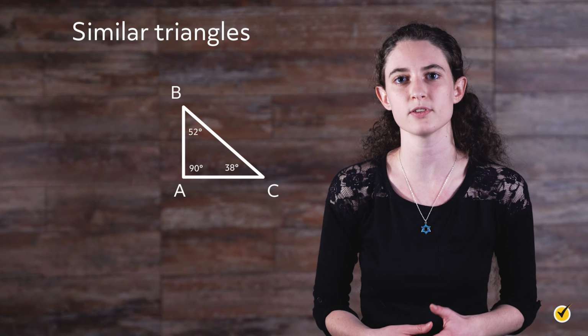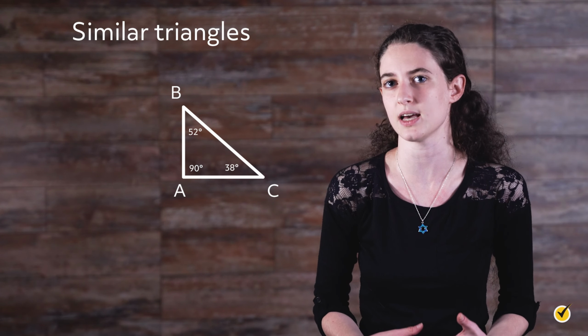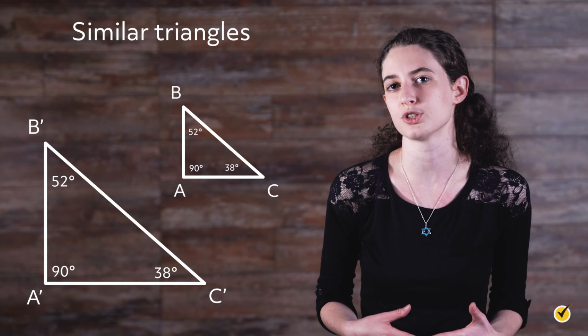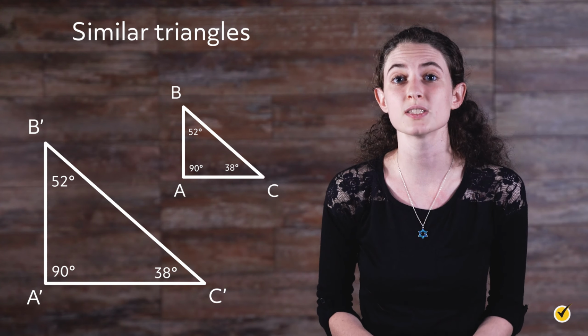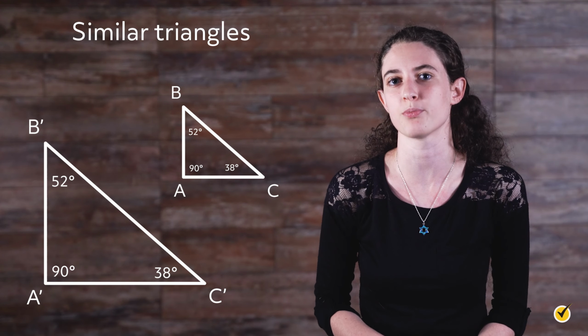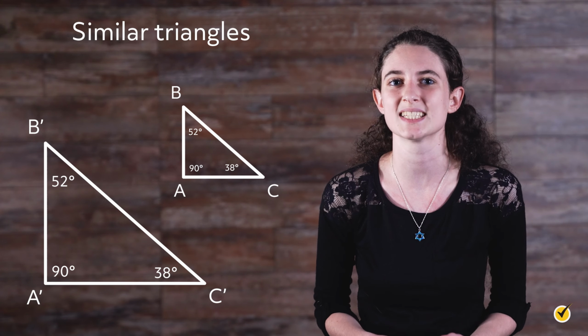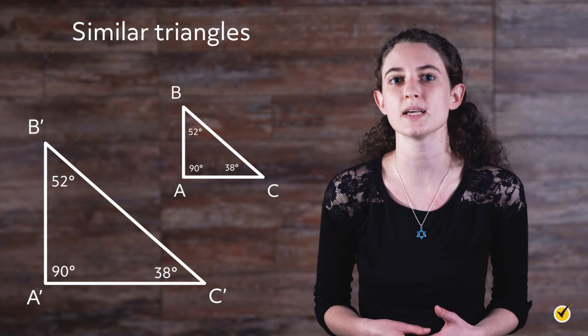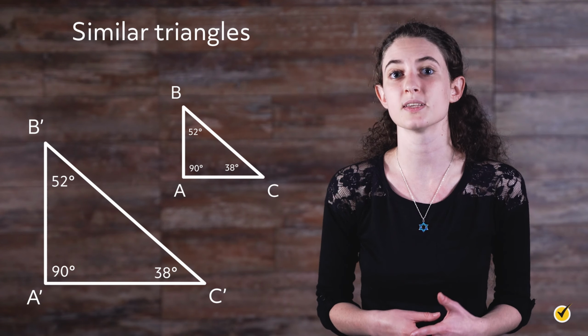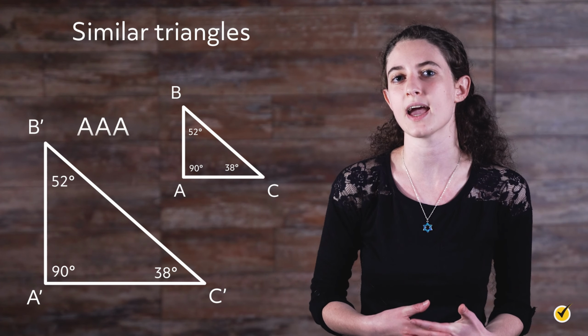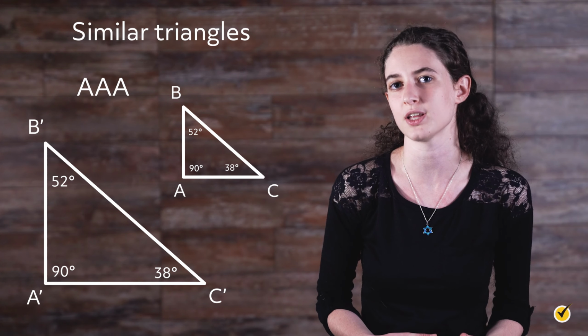So if you take a copy of the triangle and dilate it to twice its size, it will still be similar to the original triangle. Notice that the two triangles have the same shape and proportions. That's because they have the exact same angles, which is what makes them similar triangles. This is the angle-angle-angle, or AAA method of determining similarity.